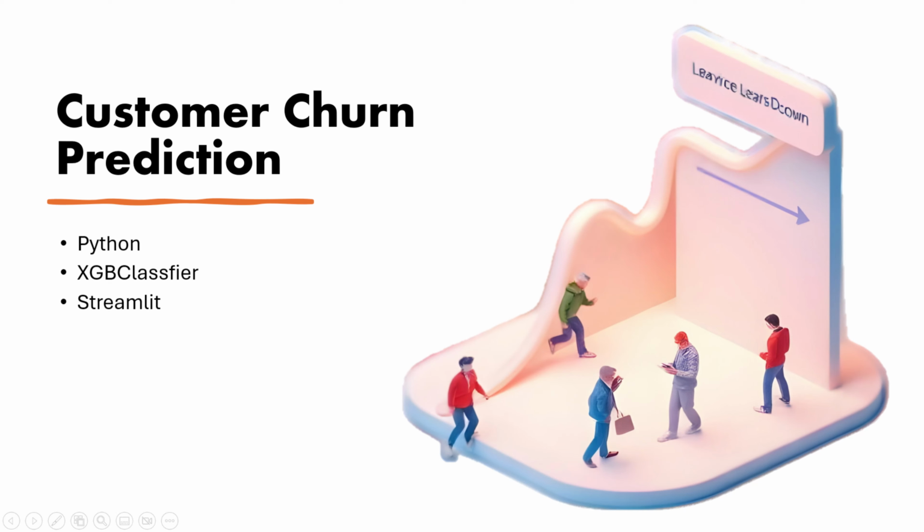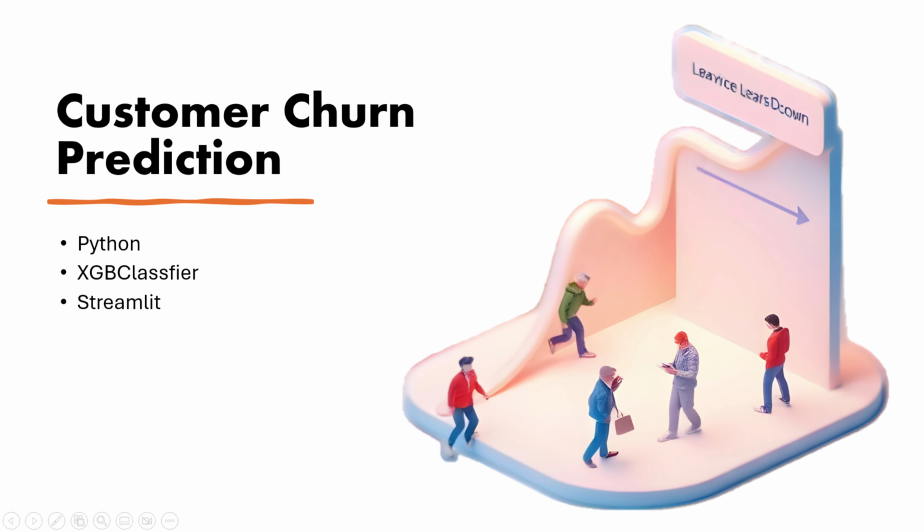Today we are building something really cool, a customer churn prediction system using XGBoost, one of the most powerful machine learning algorithms out there. We will be working with real telecom customer data, and our goal is to predict which customers are likely to leave the company. This is super valuable for businesses because retaining existing customers is way cheaper than acquiring new ones. So if you are ready to build a production-ready ML system, let's get right into it.